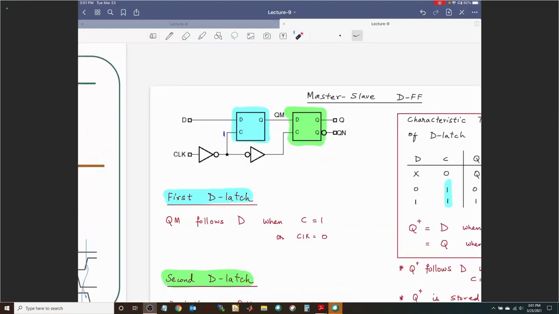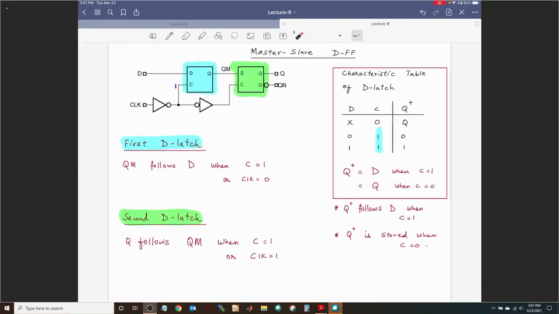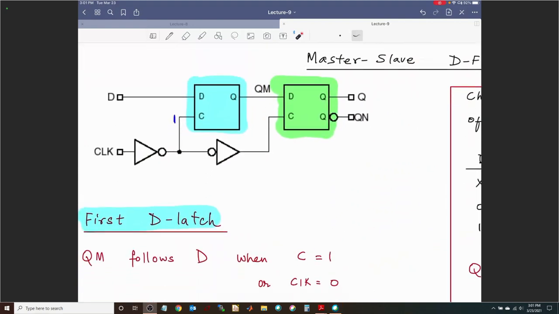All right. Questions about the master-slave configuration? Outputs of the first latch driving and functioning as inputs to the next one. All right, if you guys don't have any questions, let me ask you one. How many NAND gates does this have?